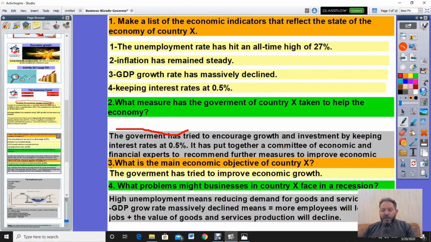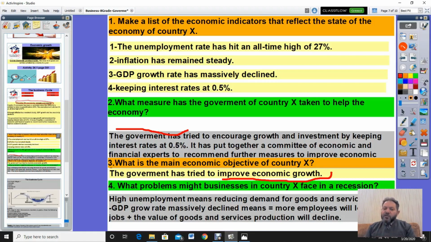Do not raise. The third question is, what is the main economic objective of country X? So I will ask you, grade 8, why is the government taking these procedures? Because there is one goal or one objective. It is to improve the economic growth. They want to improve the economic situation, to improve the economic growth. This is the main objective of country X.